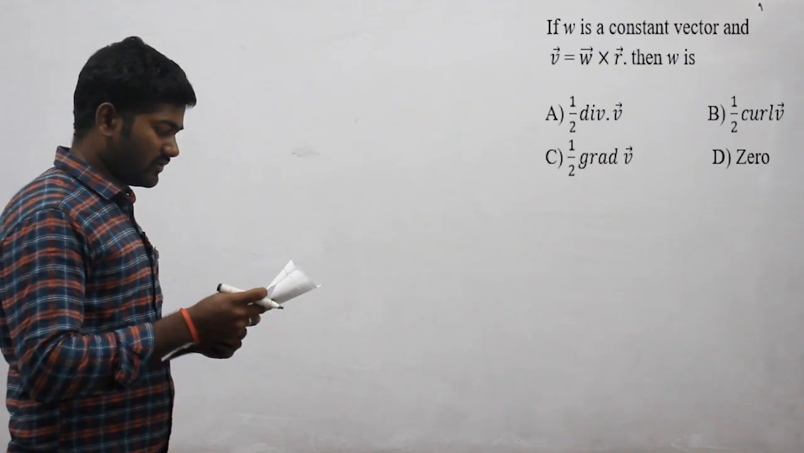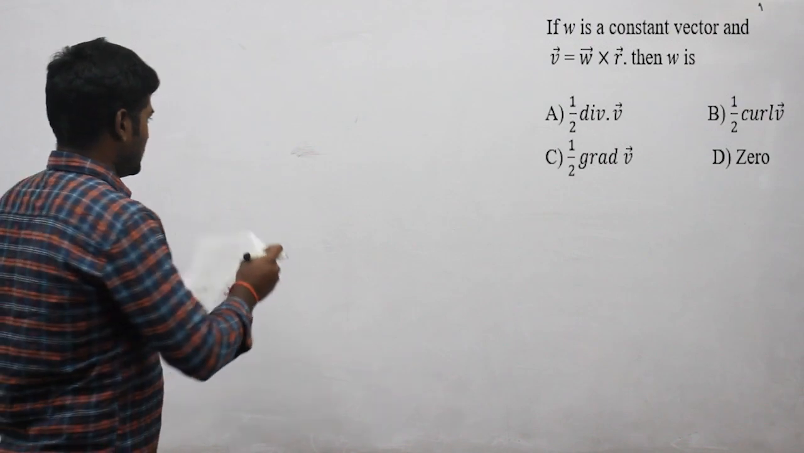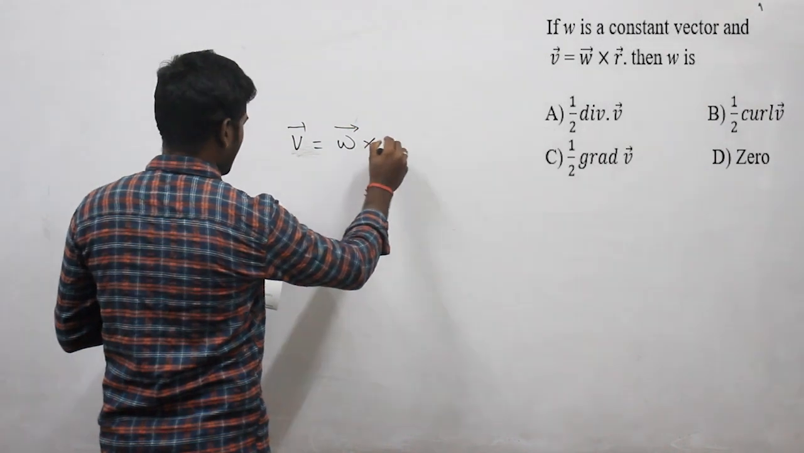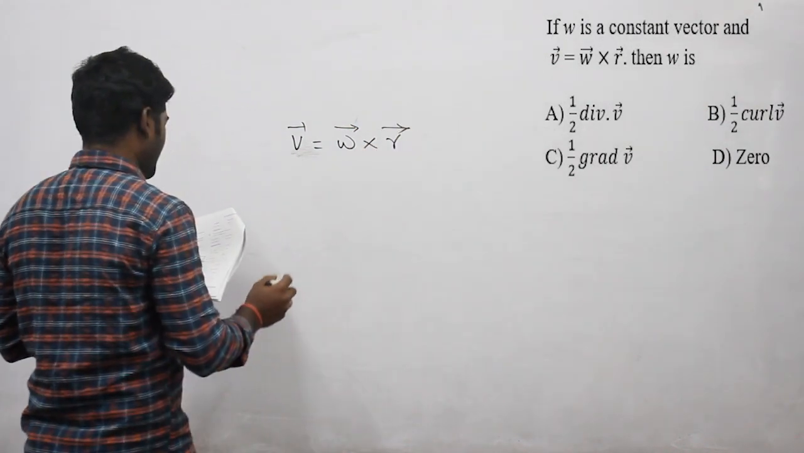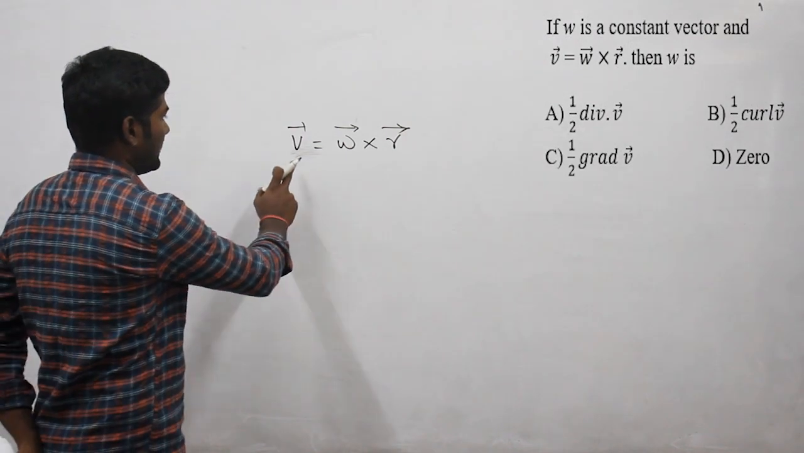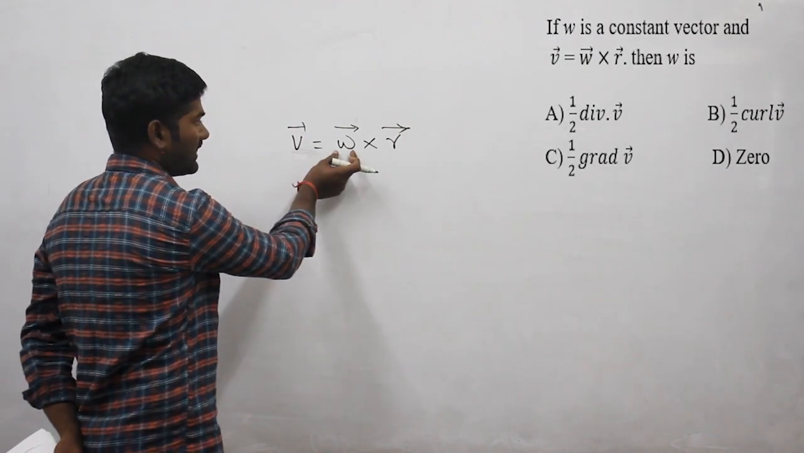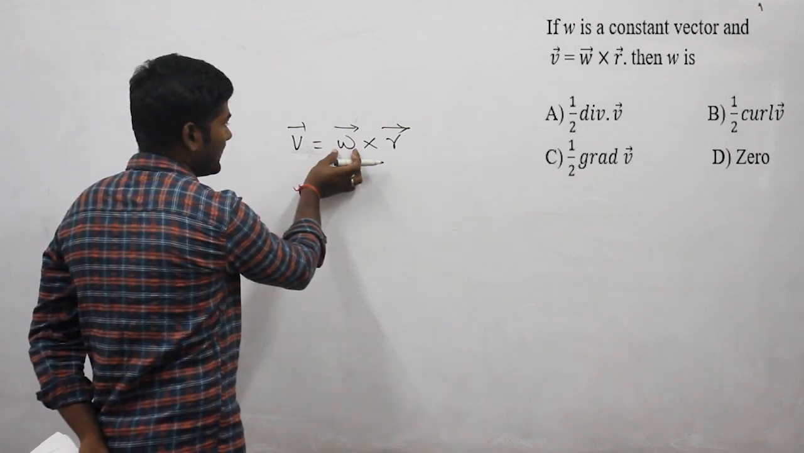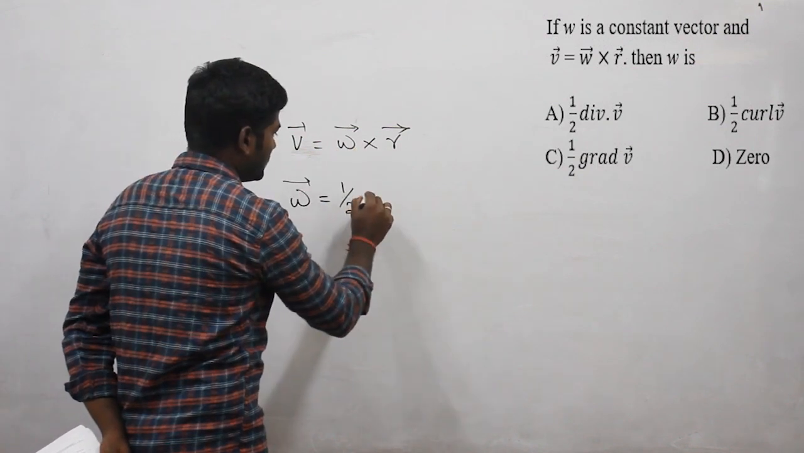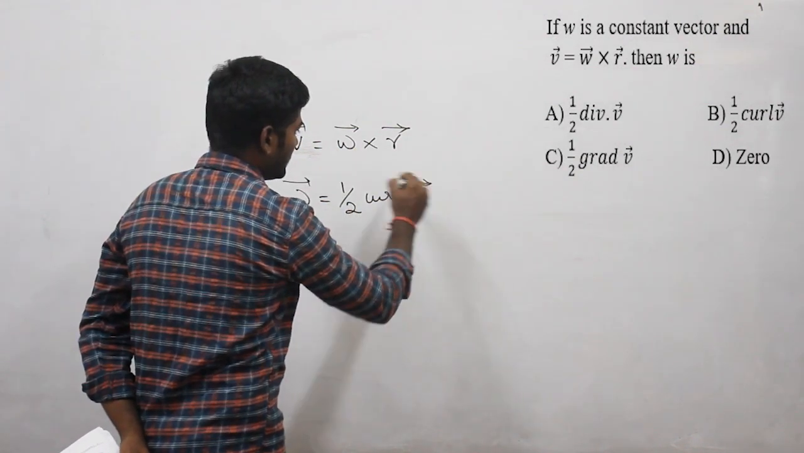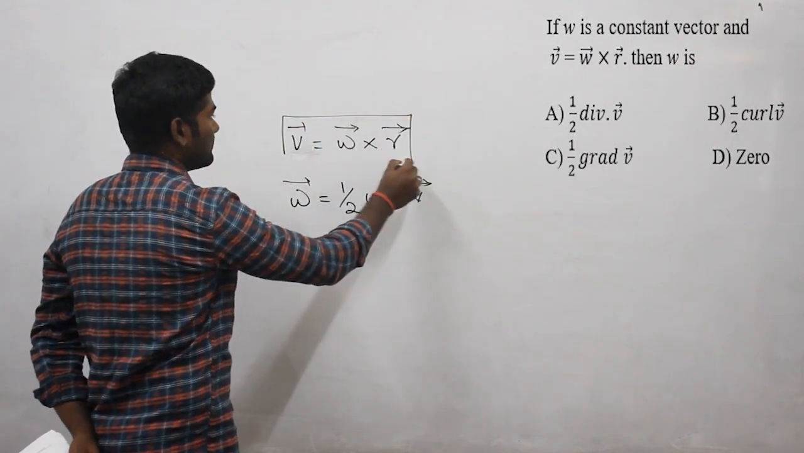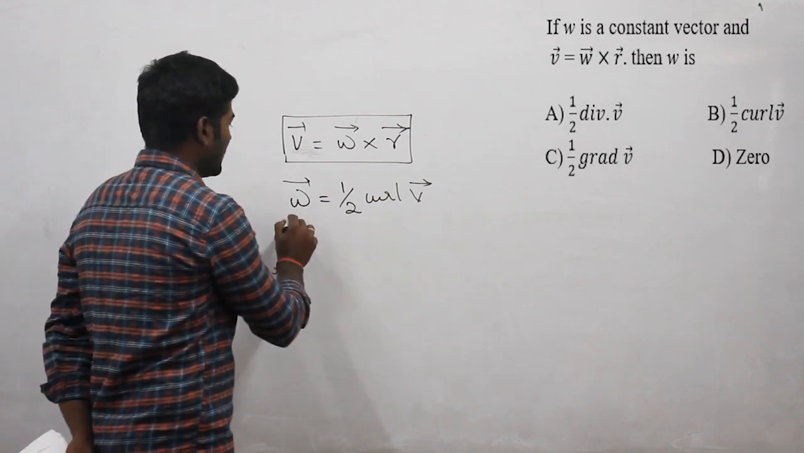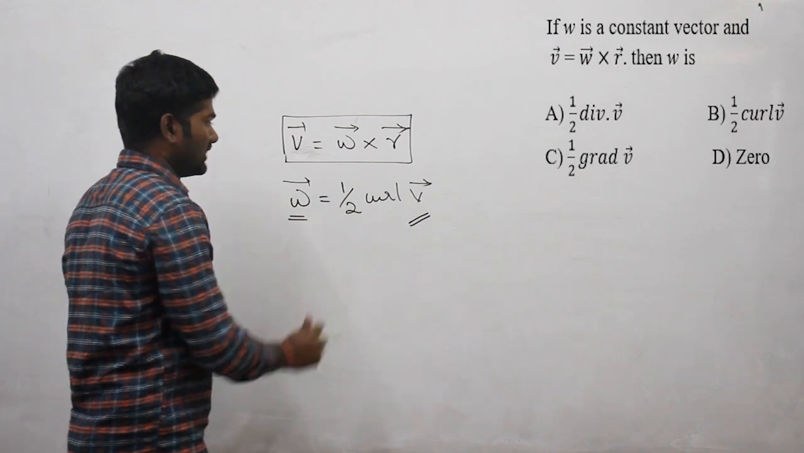Solution of 9th question, if w is a constant vector and v vector equal to omega vector cross r vector, then omega is called as, actually v vector is the linear velocity. It is angular velocity into radius, right? Angular velocity into distance. So you know this is called as what? Angular velocity half into curl of v vector. Linear velocity formula is angular velocity into distance or radius, so omega formula is half into curl of v vector. So that is the right answer.